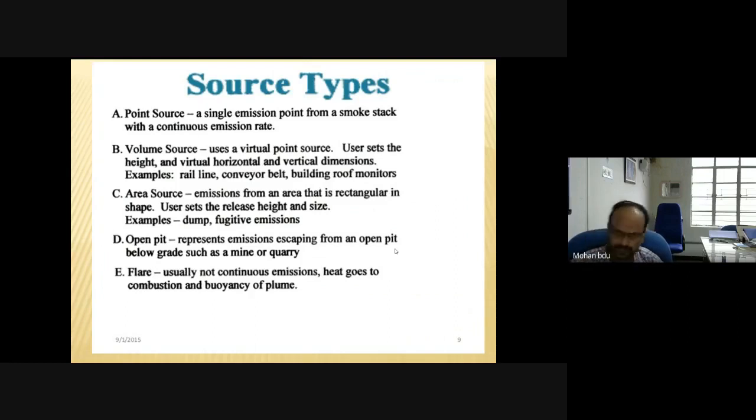So we can also use this Gaussian plume model to predict the concentrations, or to predict the pollution dispersion from a line source. And it is also used to predict the area source and also the open pit emissions from a mine or quarry, and also from the flaring stations, like any kind of flaring stations where the combustion of incinerator or LPG or the waste to gas flaring, like that.